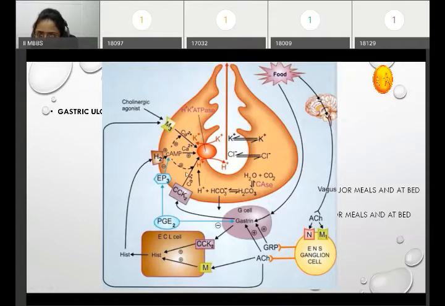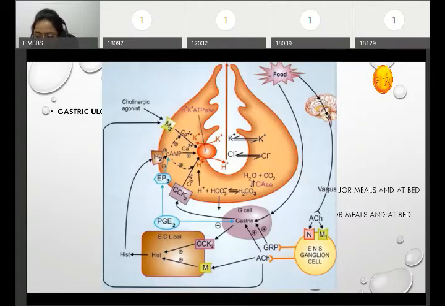In gastric ulcer cases, what happens? The acid secretion is normal, but the defensive mechanism in the gastric mucosa is defective. So here the major aim is to decrease the acid secretion along with increasing the mucosal defense system. So this is regarding gastric ulcer and duodenal ulcer. This basic thing you should know first.